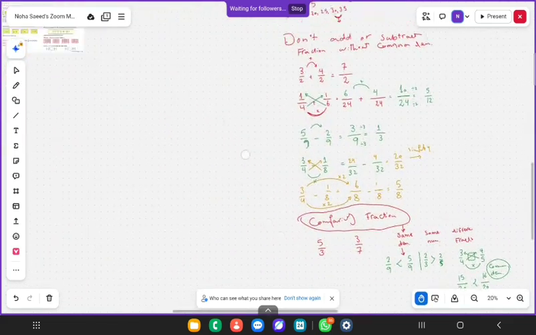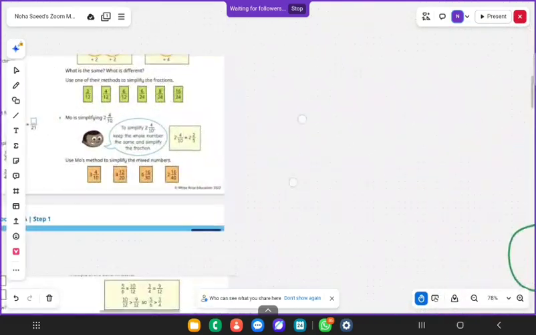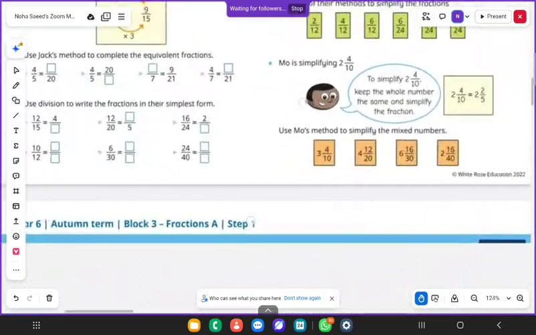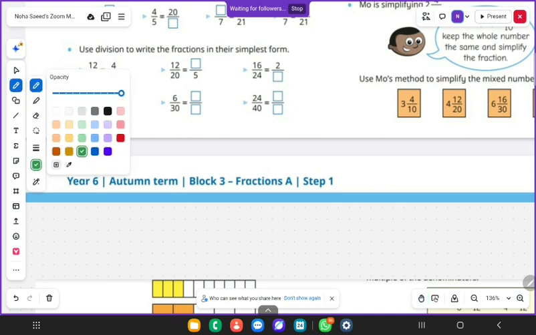Now we will talk about some of the questions in your student's book. Look at this question. What does it want you to do? To use division to write the fraction in its simplest form. Okay, it's easy. I learned it.